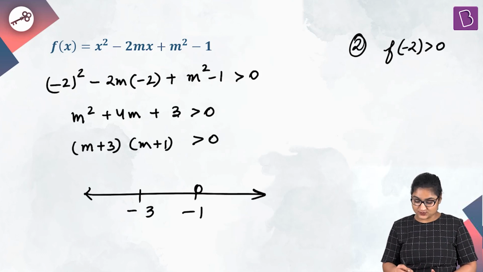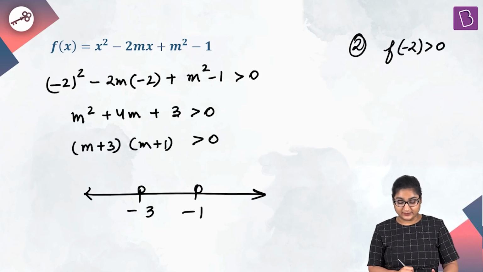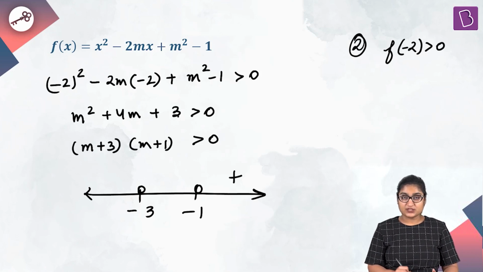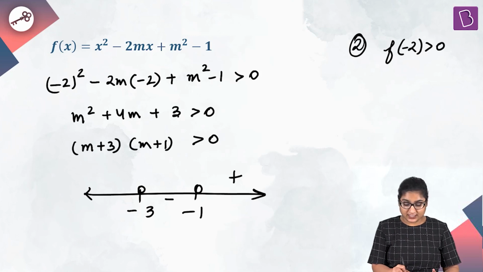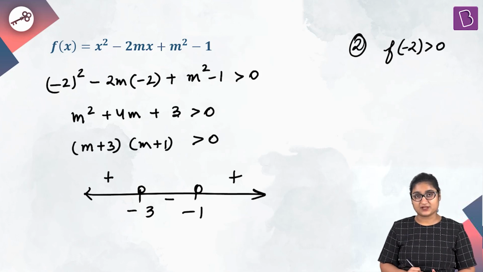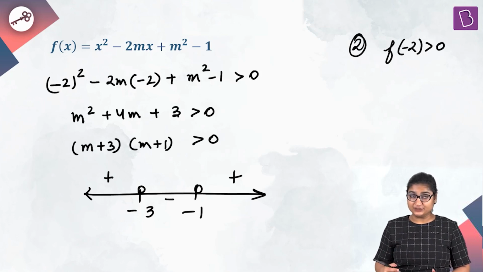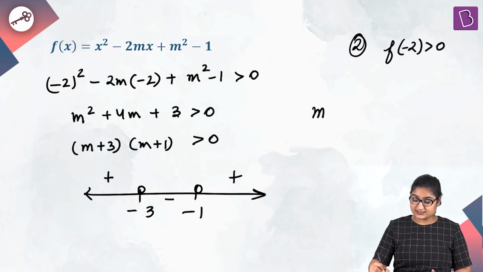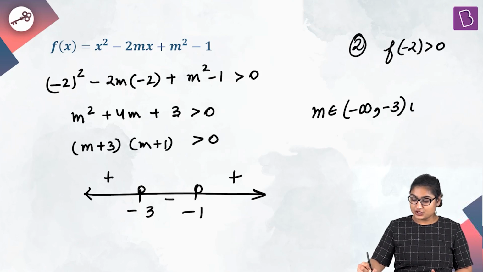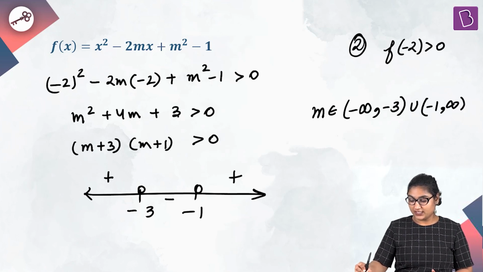Hollow circle at -1, hollow circle at -3. Now if I put m is equal to 0 in the expression, I will get 3, which is greater than 0. So we start with positive. The wavy curve will start with positive. About -1, it will go to negative. About -3, it will become positive again. Now we are looking for the interval for which the given expression is greater than 0. That means m belongs to the interval -infinity to -3 union -1 to infinity.